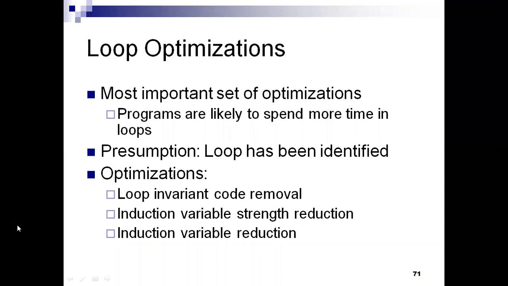The transformations under loop optimization are loop invariant code removal, induction variable strength reduction, and induction variable reduction. All these come under the transformations of loop optimization.